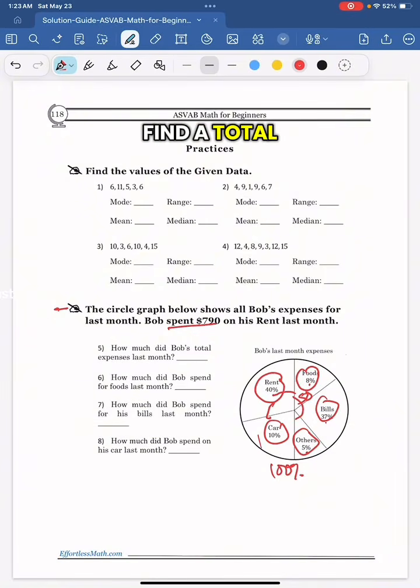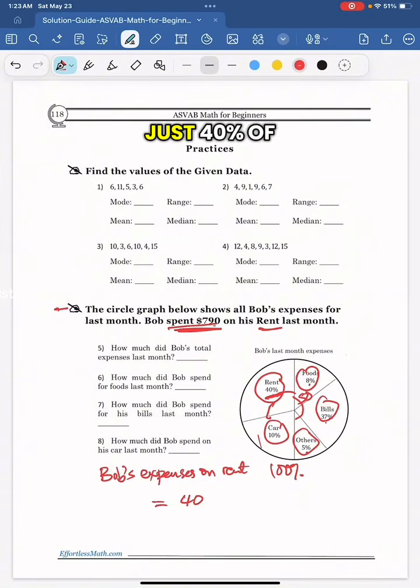Now you want to find the total expenses, but you know that Bob spent 790 on rent, and for rent we have a percentage here. So if you want to find just Bob's expenses on rent, it is equal to the percentage, right? Which is just 40% of the total expenses. But do we know the total expenses? We don't know.